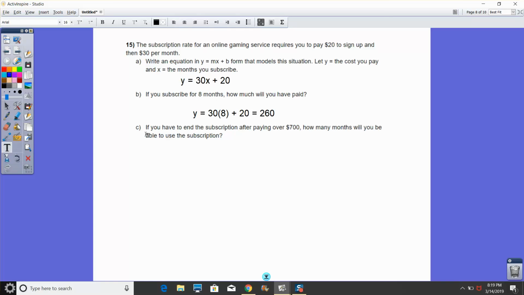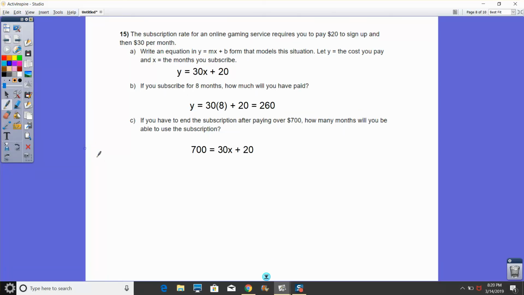And then for question C, if you have to end the subscription after paying over $700, how many months will you be able to use the subscription? So this is a situation where you're given a y. So once again, you can do 700 equals 30x plus 20. Now, if you're going to solve this, let's use a traditional work method to show this. What we could do here is subtract 20 from both sides, so we can get rid of this 20. We always want to get rid of the terms that don't have an x. Then we would see 30x equals 680.